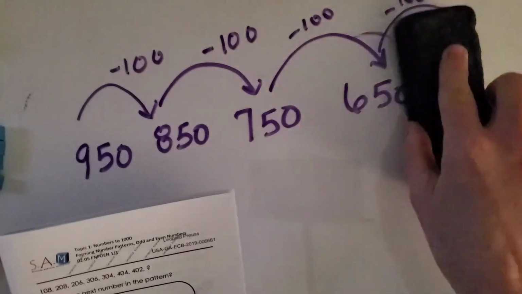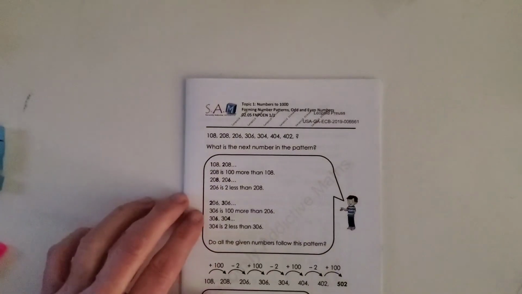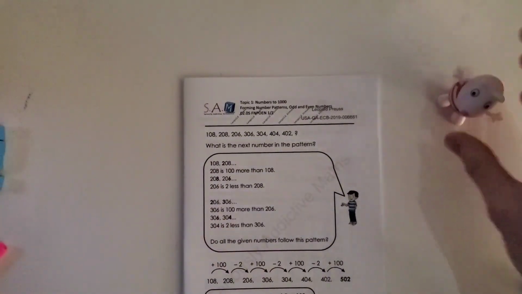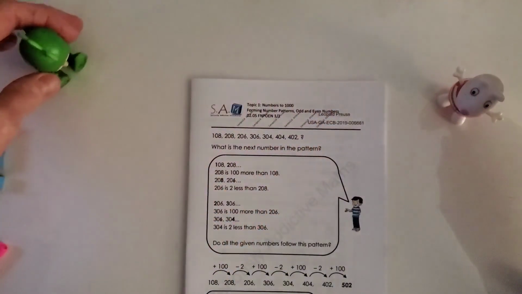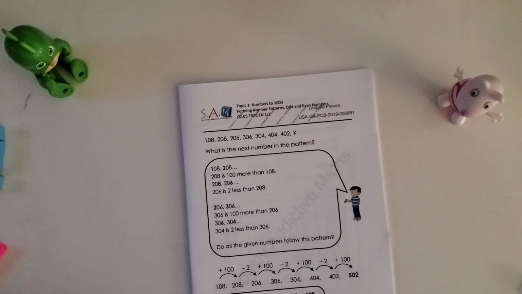So, and then now let's move on to page 3. And we have here 108, 208, 206, 306, 304, 404, 402. Wow, that's a fun game. What is the next number in the pattern?